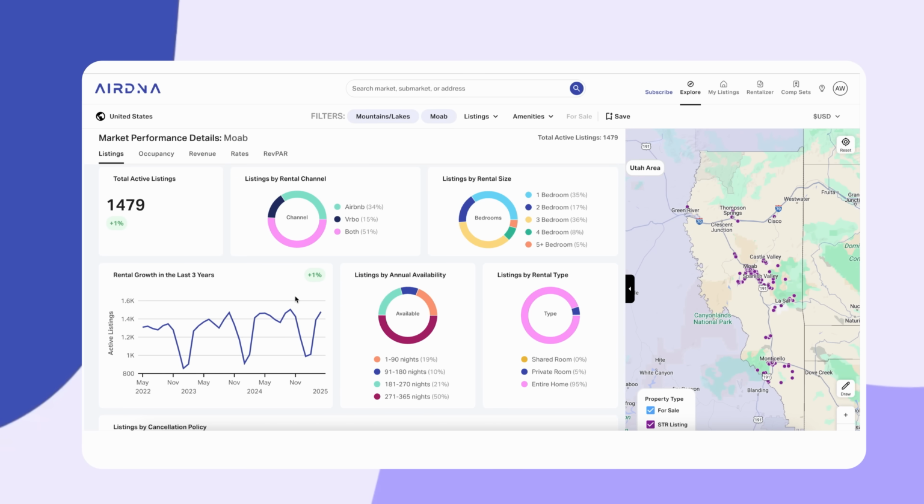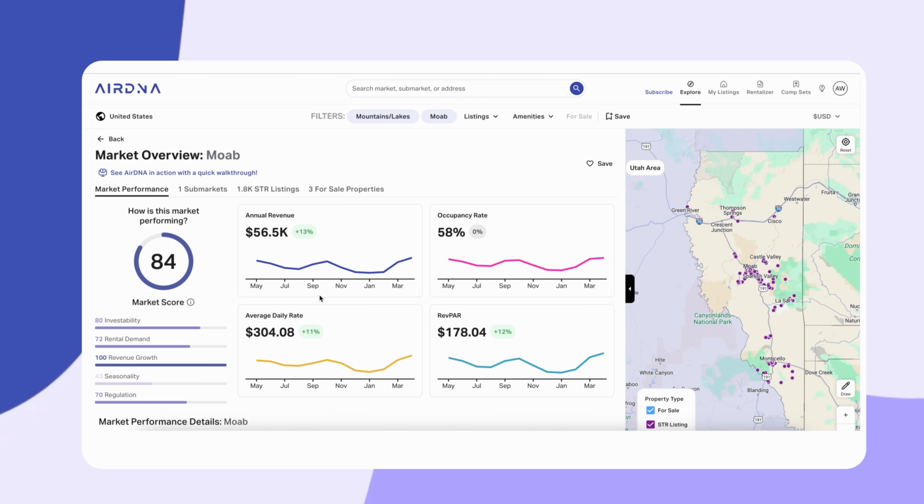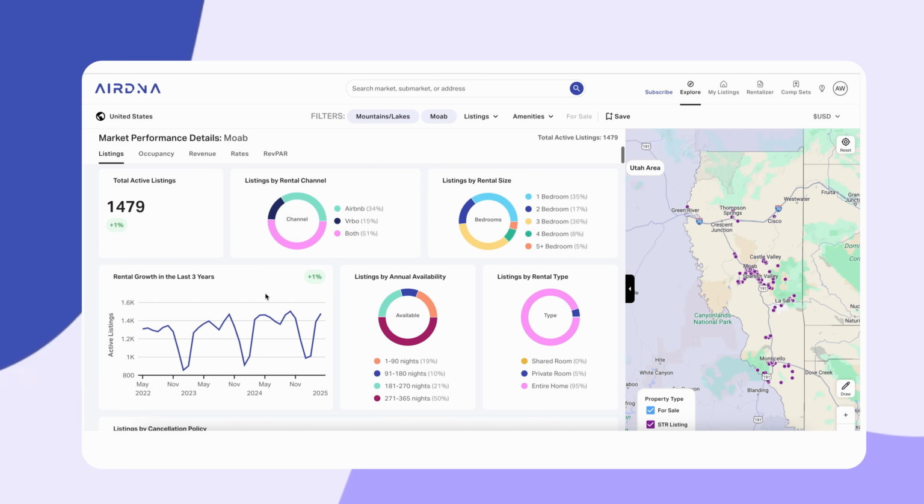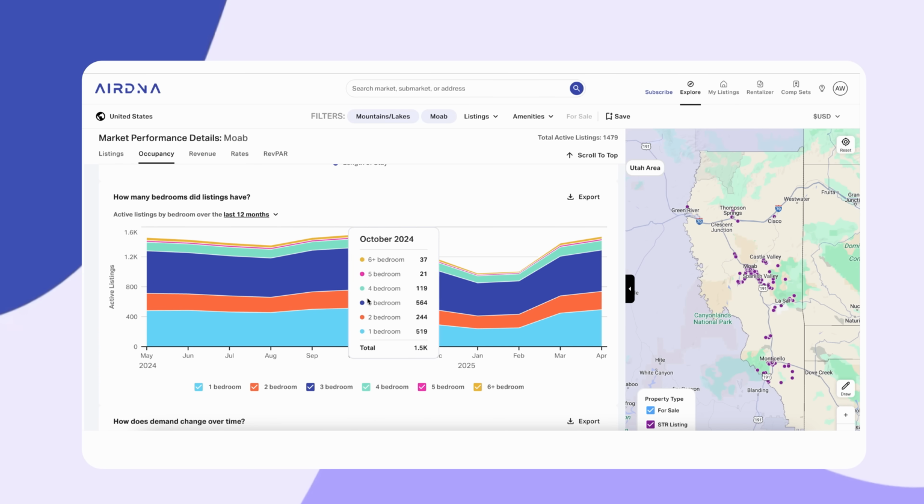The right analysis can show you what size units are most in demand, which neighborhoods outperform others, how competitive the market is, and what income you could realistically expect. In other words, it tells you whether the juice is worth the squeeze.